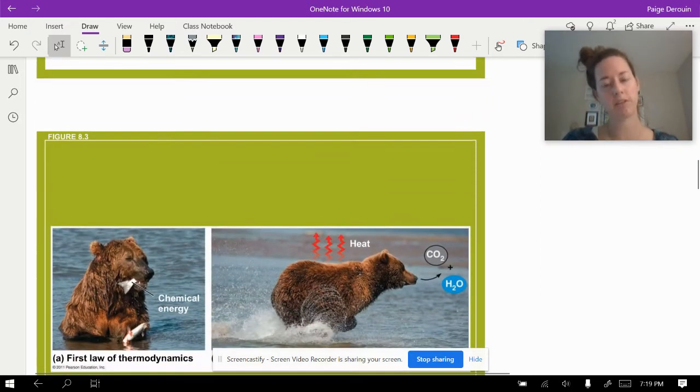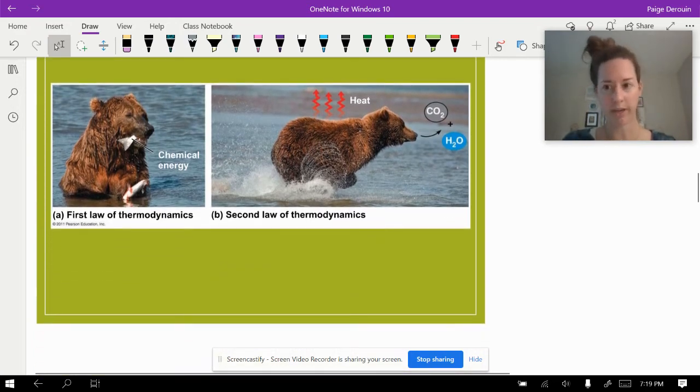Okay, so now let's apply this to biology, which is what we actually came here for. Here we have a bear that I'm going to use to demonstrate these laws of thermodynamics. The first one is that the bear is consuming food. This is the same thing that happens when you consume food. So the chemical energy in the food will eventually be converted into kinetic energy. It will be converted into potential energy in the form of ATP through the process of cellular respiration.